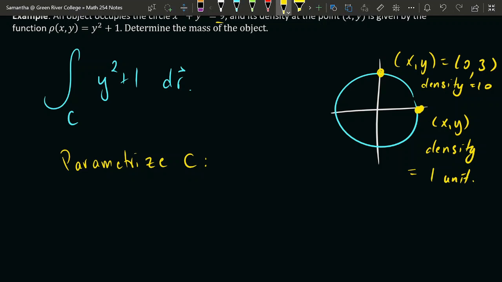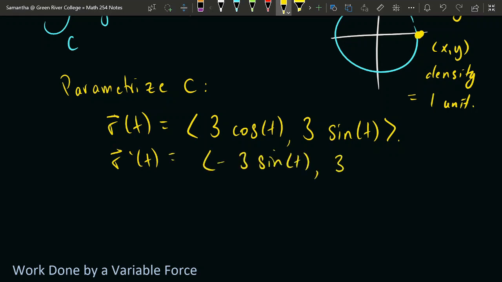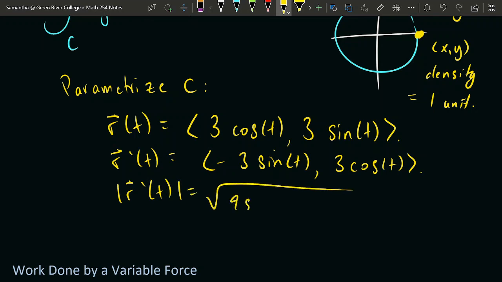So I'm just going to choose the simplest possible parameterization, the most common parameterization for a circle of radius 3, which is the counterclockwise one. X is cosine, y is sine, each multiplied by the radius. Now if I calculate r prime of t, then I get negative 3 sine and positive 3 cosine, and the magnitude of that vector, if I use the Pythagorean identity, the magnitude of this vector is just going to be the square root of 9, which is the number 3.